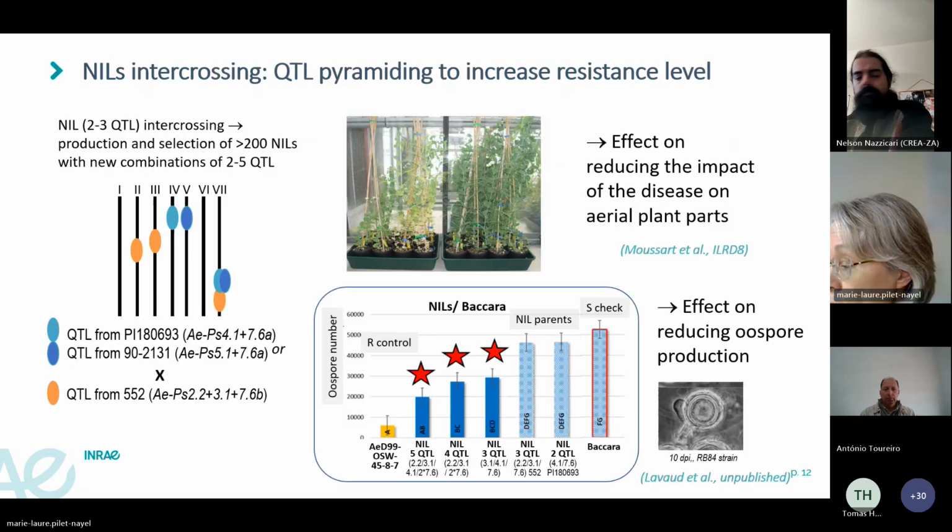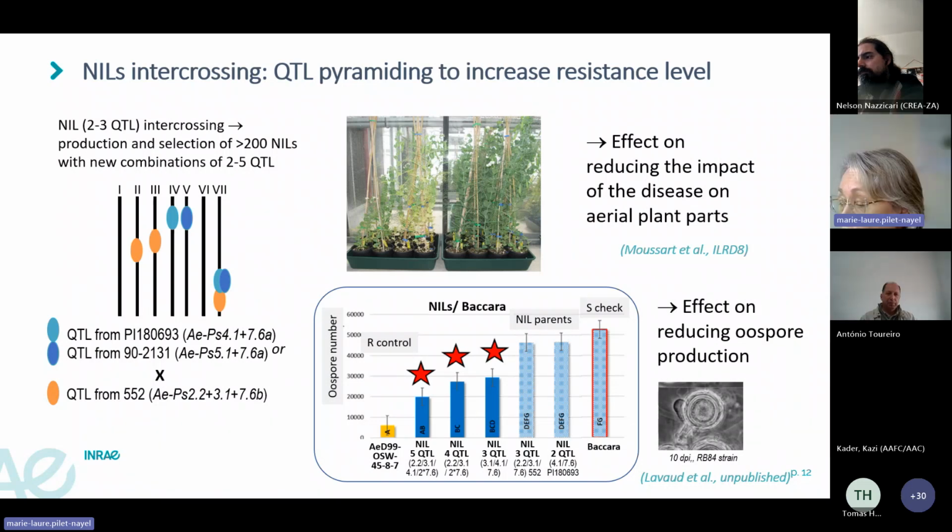More recently, we pyramided QTLs by intercrossing best NILs, each carrying 2 or 3 QTLs with resistance alleles originating from different sources of resistance. And this resulted in the production and selection of more than 200 NILs with new combinations of 2 to 5 QTLs.